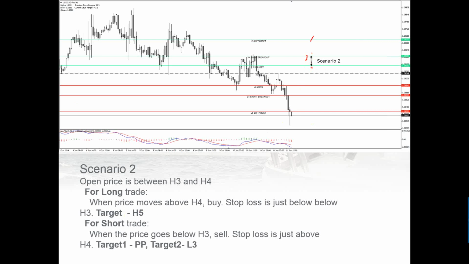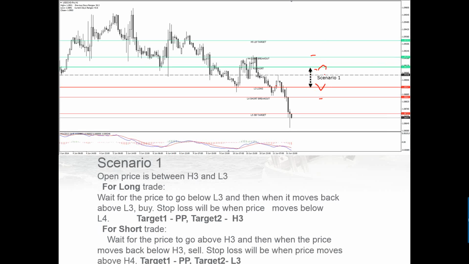Carolyn is asking, should we wait for candle close or we trade the live candle? Usually, if the candle opens here and the same candle goes here, you just place breakout trade. But usually first candle will close somewhere in between. And usually when you see the movement, most of the time price will open between L3 and H3.